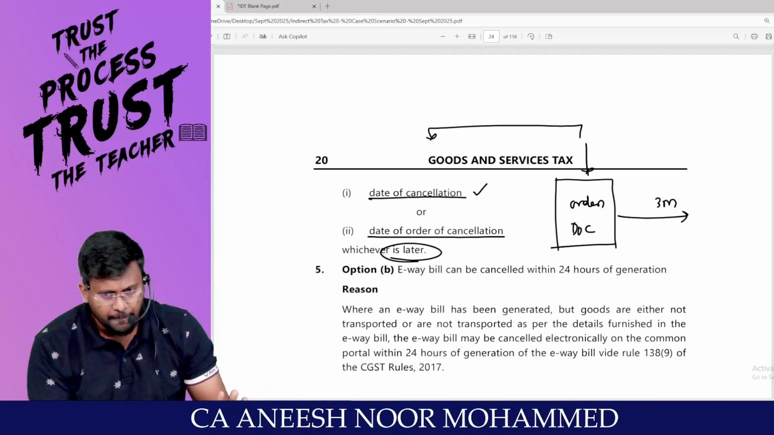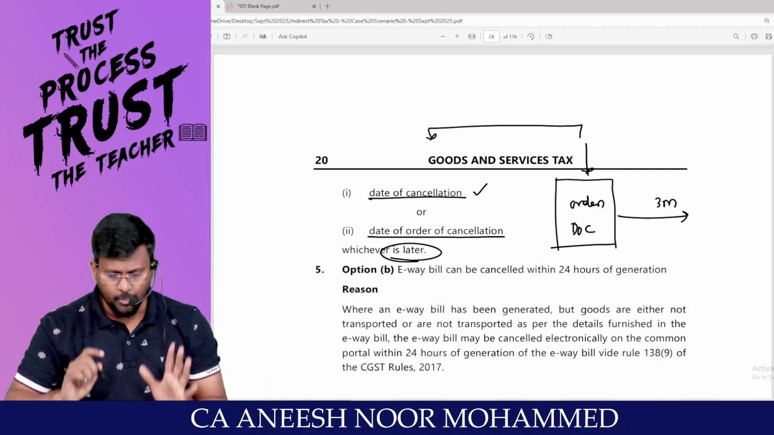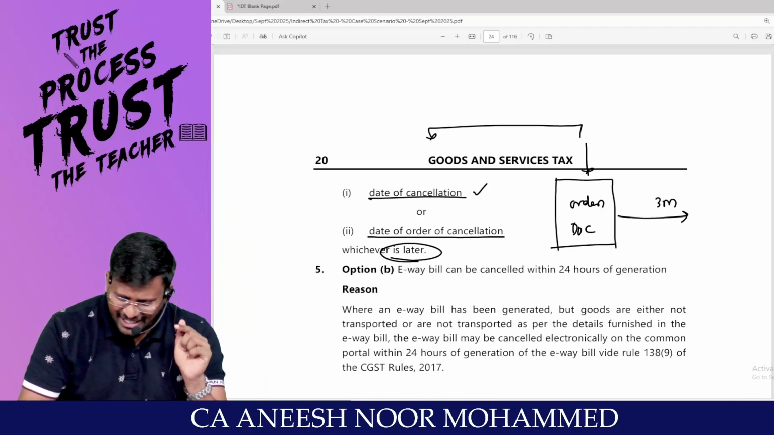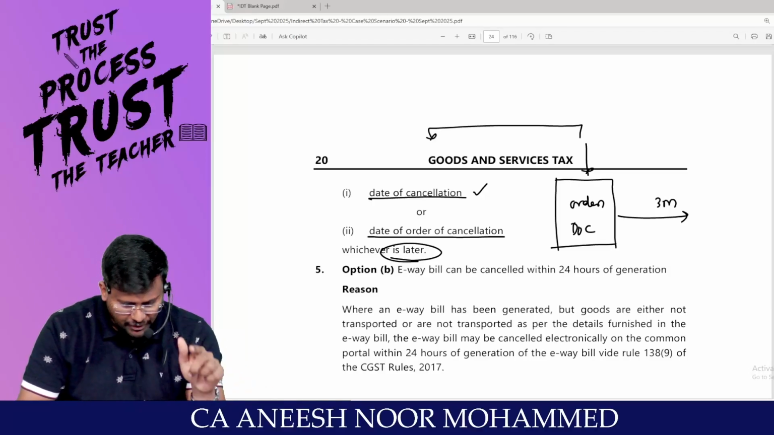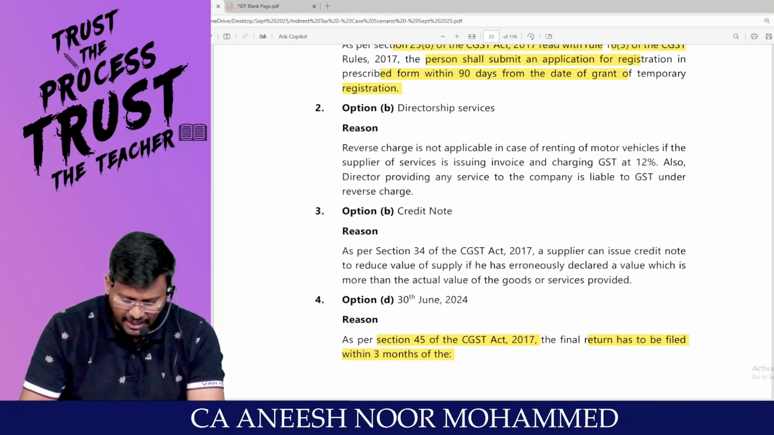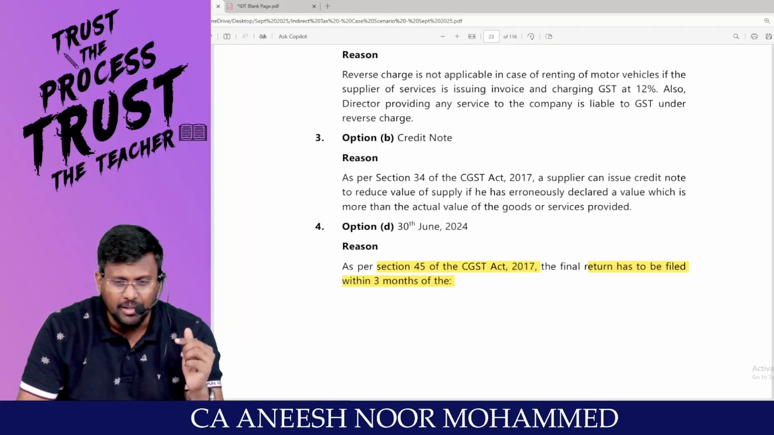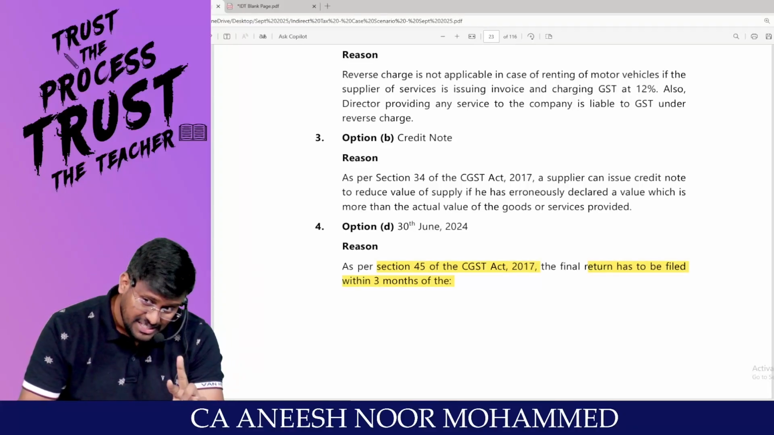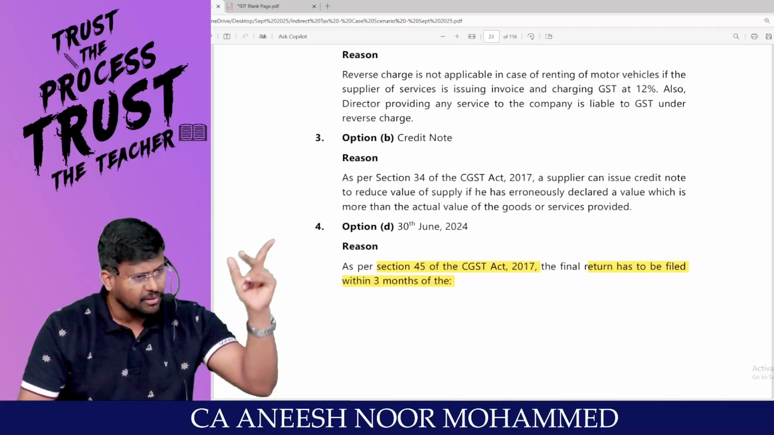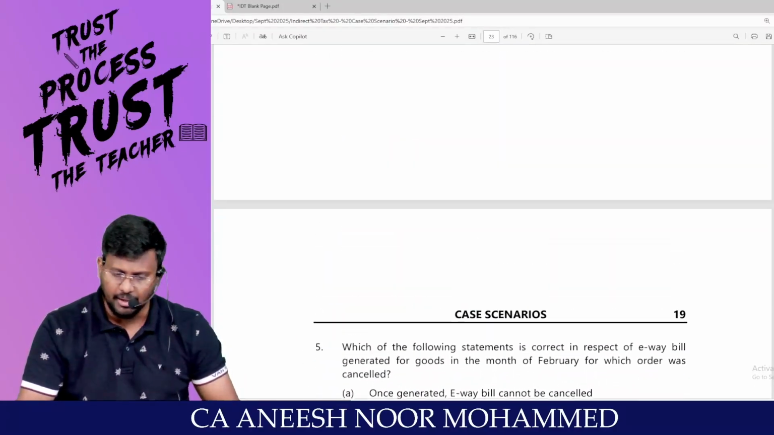Are you all really with me? So first, registration should be cancelled. What are the two dates? Either date of cancellation or date of order of cancellation, whichever is later. Sir, I have to go and check when the registration has been cancelled or when the order has been passed. Whichever is later, from there, 3 months, I'm having time. I will come at the appropriate time. Are you all with me?